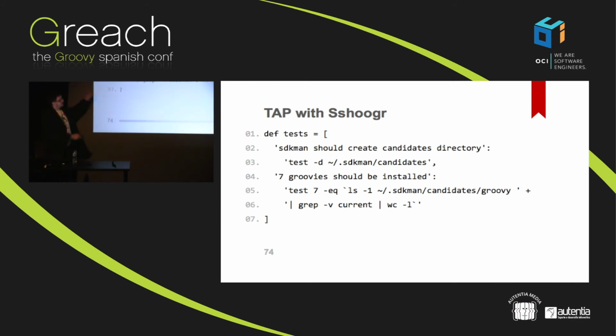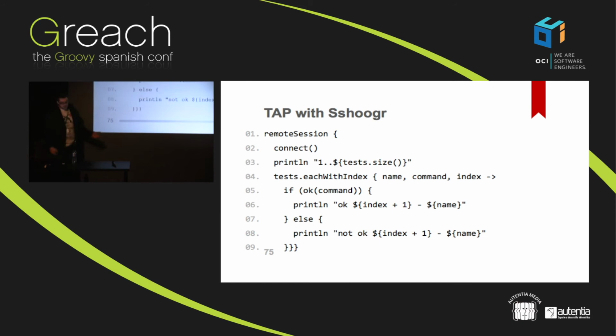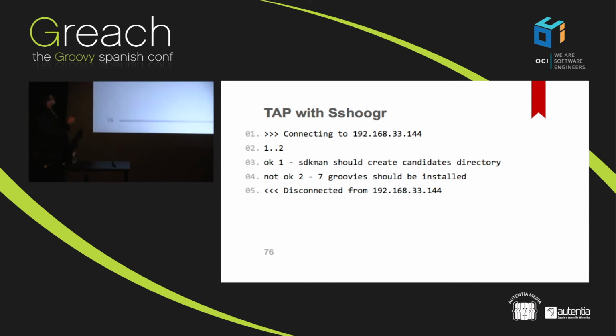So it's a simple map, as you can probably guess. We have a map of the name of the test plus the command we want to execute for that test. So in this particular case, we're testing that SDK command is installed, and we're testing that it has 7 groovies on our remote machine, to make it very groovy. And what you can do with Sshoogr is just iterate that map, and for each of these commands, you just execute OK, and if it's not OK, then you produce different TAP output. And what you get as an output is normal TAP output, which can be parsed.